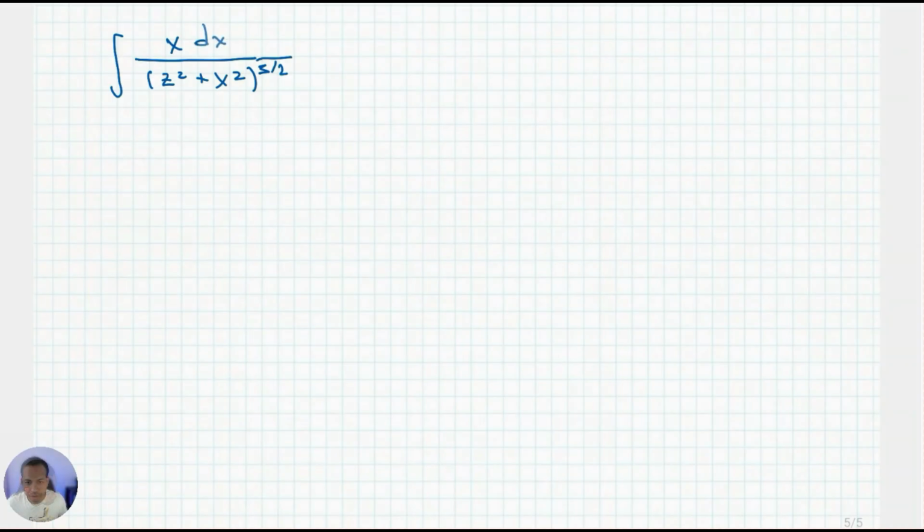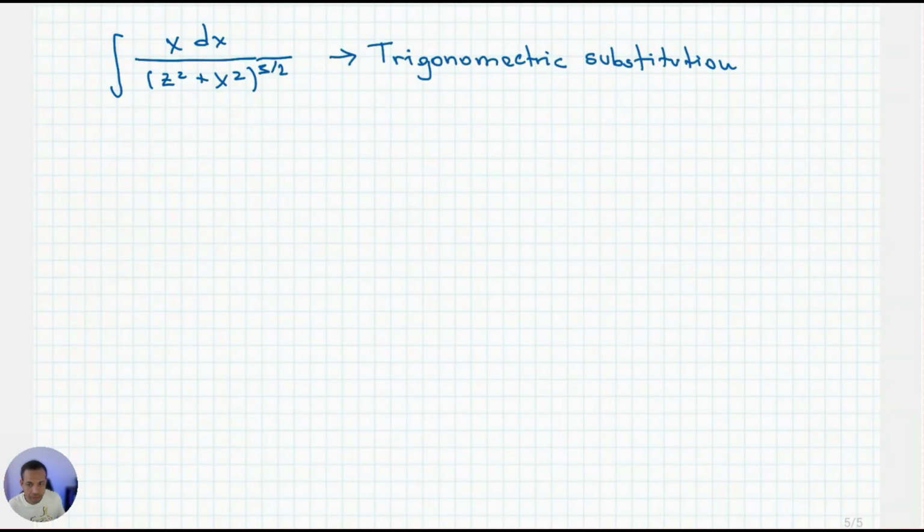So let's write the integral. The integral is the integral of x divided by (z squared plus x squared) to the 3/2 power dx. Let's do a trigonometric substitution. To do the trigonometric substitution, we just draw a triangle. We have an angle theta right here.